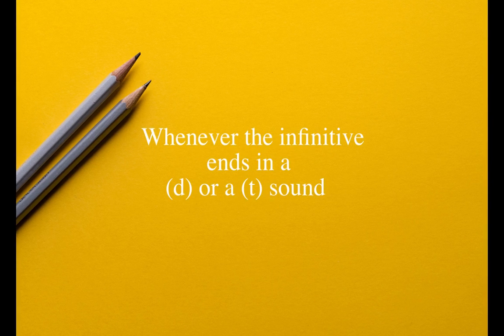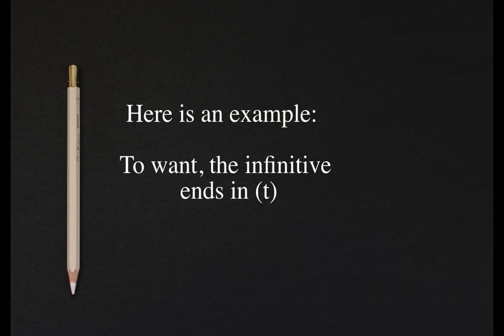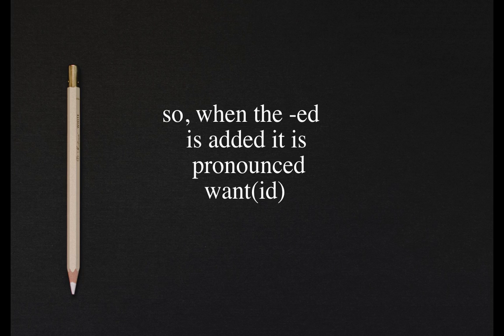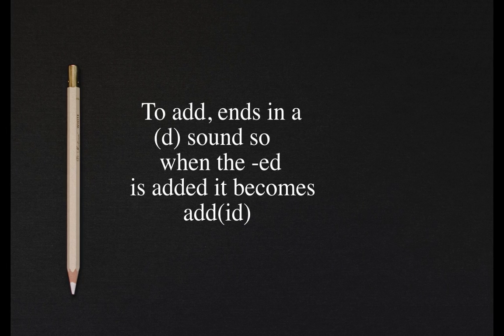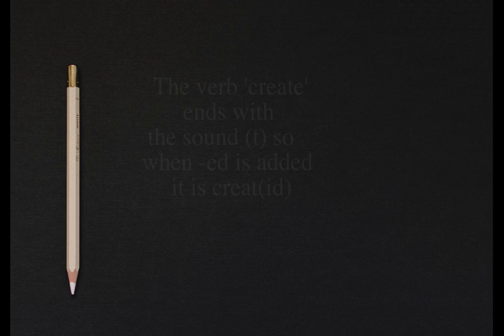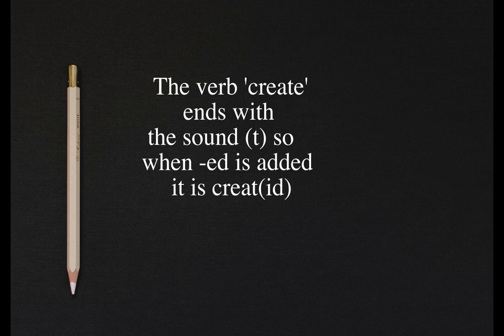So when is the -ed pronounced as id? Whenever the infinitive ends in a d or a t sound. Here are two examples. To want. The infinitive ends in t, so when the -ed is added, it is pronounced wanted. To add ends in a d, so when the -ed is added, it becomes added. And one more for luck. The verb create ends with the sound t, so when -ed is added, it is pronounced created.